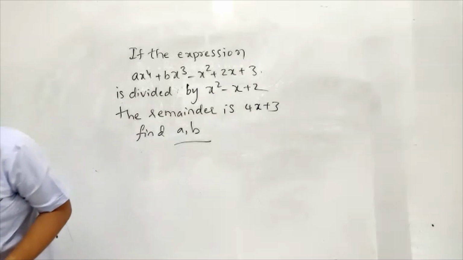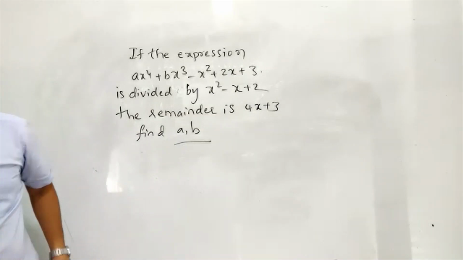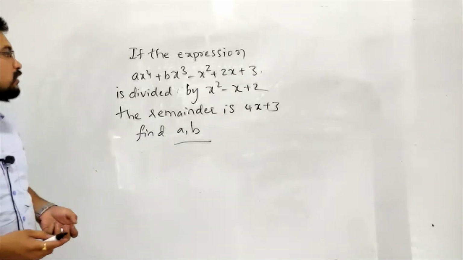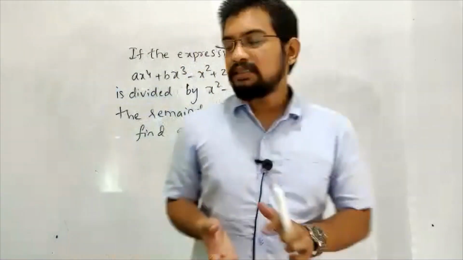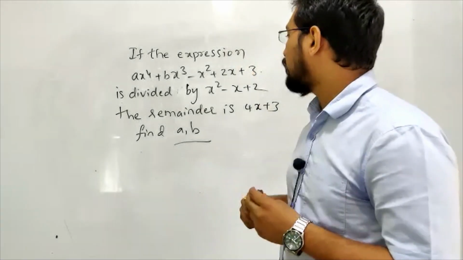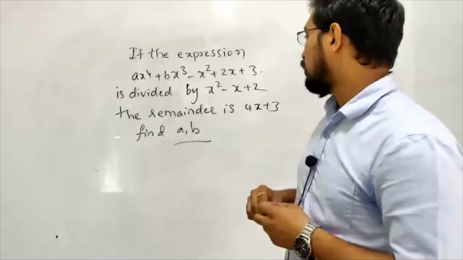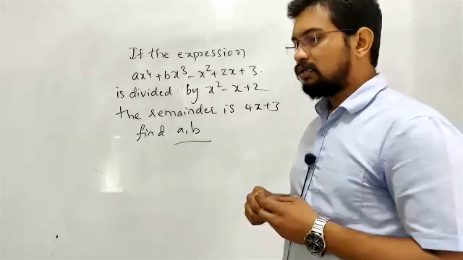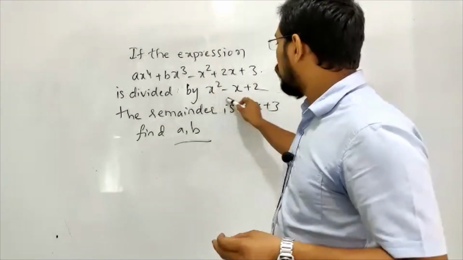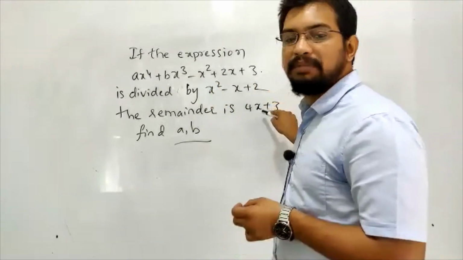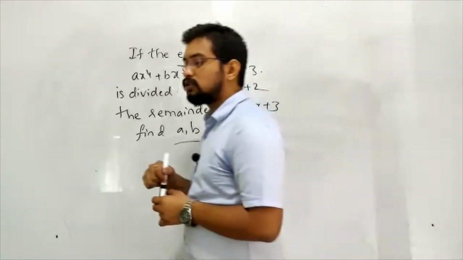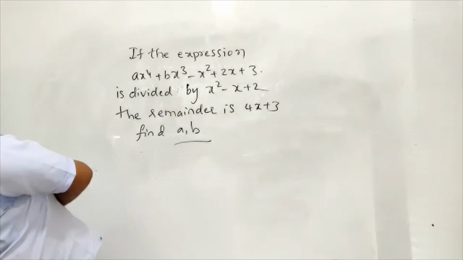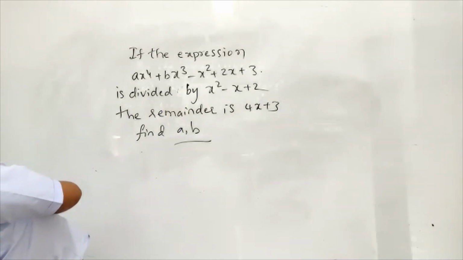Same logic. Time is 1 minute. Please try solving that. The expression ax power 4 plus bx cube minus x square plus 2x plus 3 is divided by x square minus x plus 2. Then the remainder is 4x plus 3. See, here the divisor is a quadratic, and what is the maximum degree of the remainder? It's a linear factor. That is what I was trying to explain.